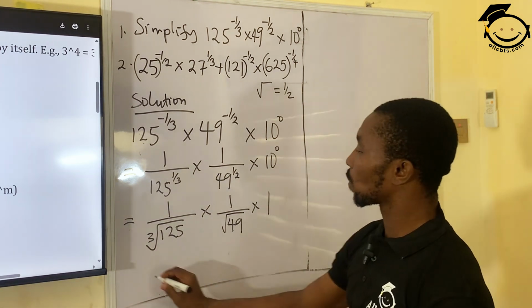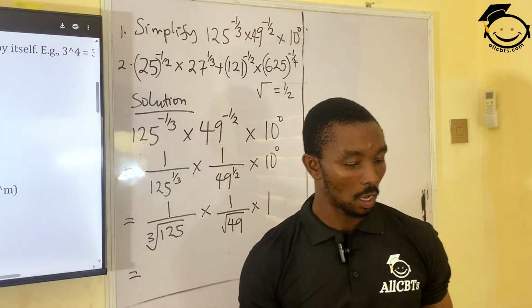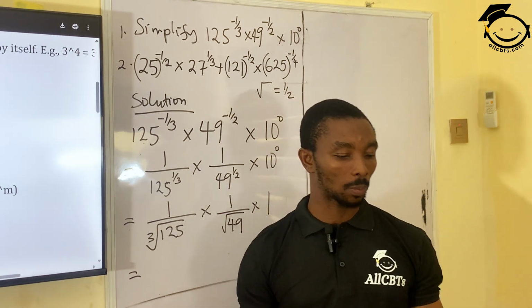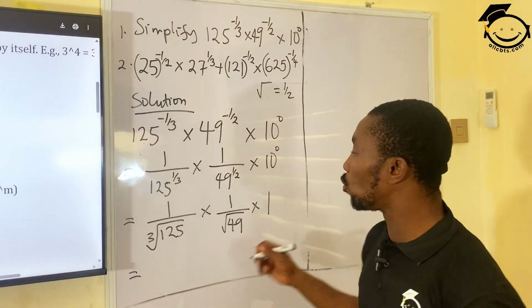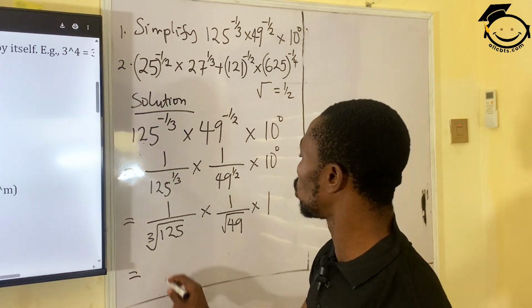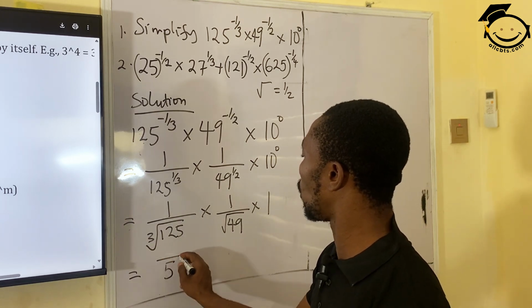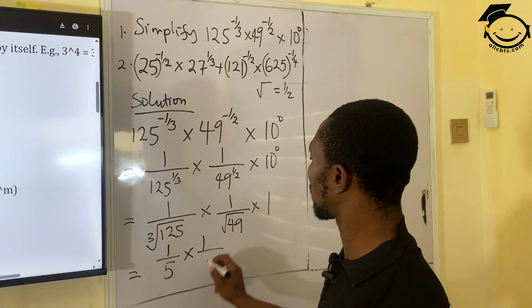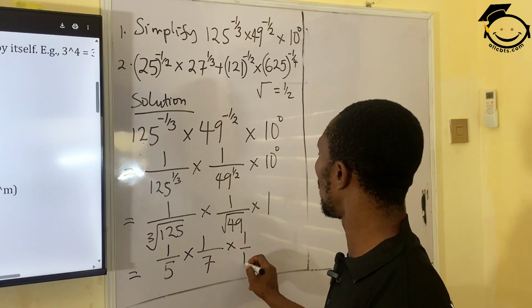Now, the cube root of 125 will be what? The cube root of 125 simply means what number would you multiply 3 times to give you 125? And that will give you 5. So the cube root of 125 will be what? 5. That will be 1 over 5 times 1 over the square root of 49, which is 7, times 1 all over 1.